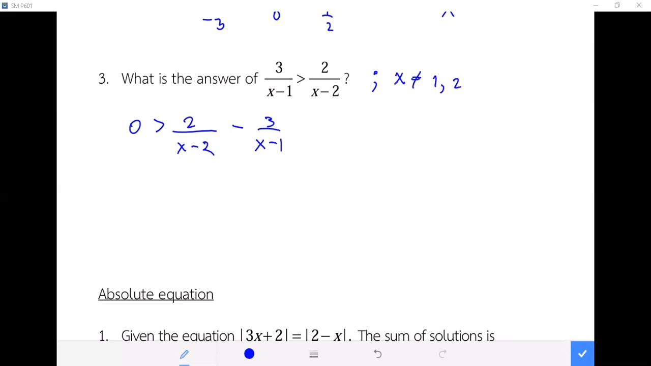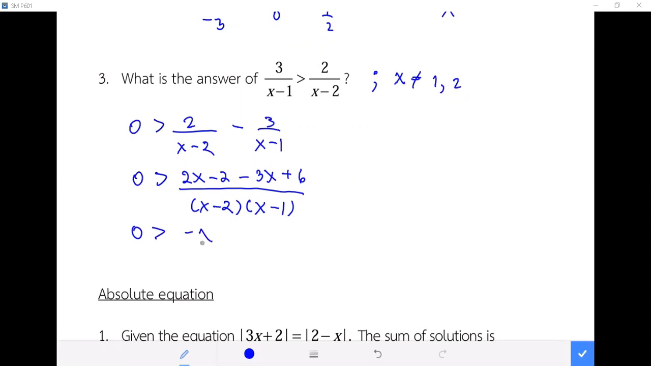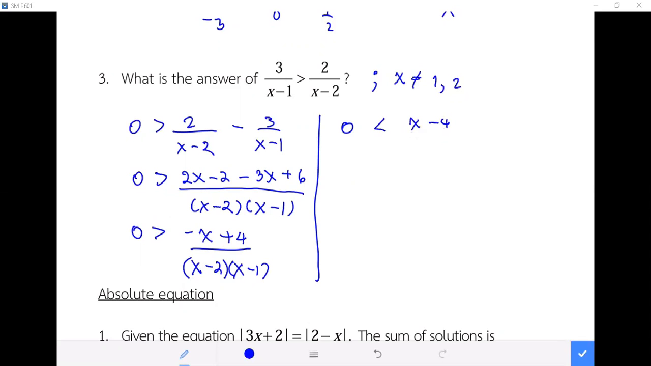Cross multiplying up with 2x minus 2, and this multiplied with minus 3 is minus 3x, and then plus 6, and it is divided by x minus 2, x minus 1. You have 0. This is like negative x plus 4. So when you have negative x like this, do not write the number line. You have to make this x positive. So just multiply your inequality by -1 and flip the more than to less than. It's going to be x minus 4 over x minus 2, x minus 1.